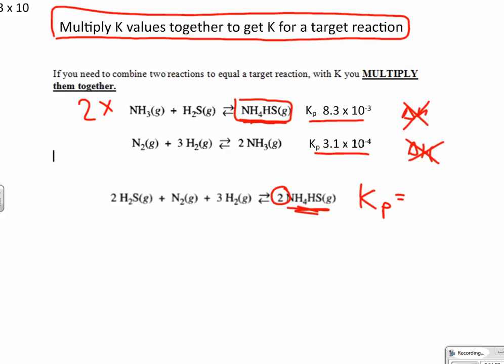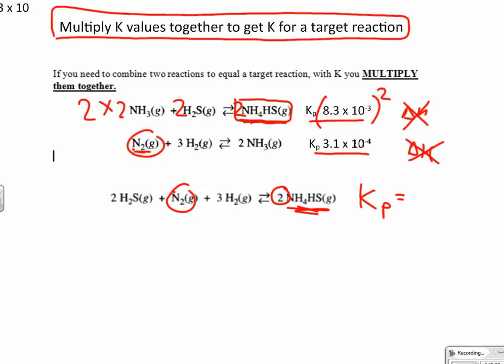And then what I have to do to this K, I would square it. So it would be 8.3 times 10 to the negative third, squared. Then I look at my bottom reaction. If I notice in my bottom reaction, I have N2 could be my compass, and it is on the correct side, therefore I don't need to flip it, and the coefficient matches, so I don't really need to do anything like that. My K is good to go.